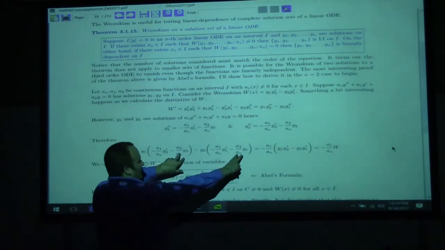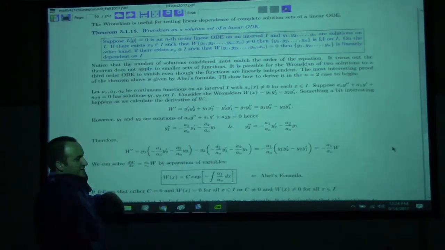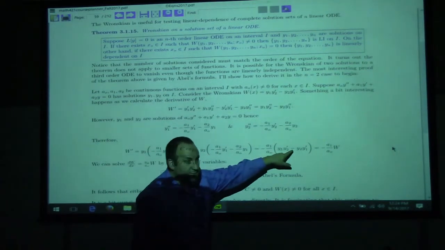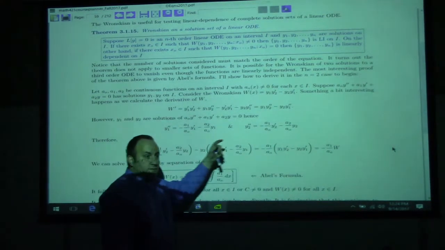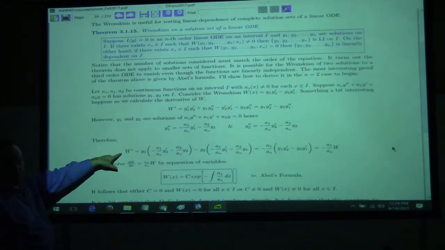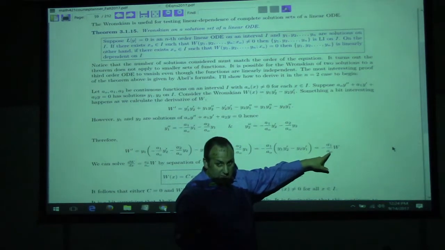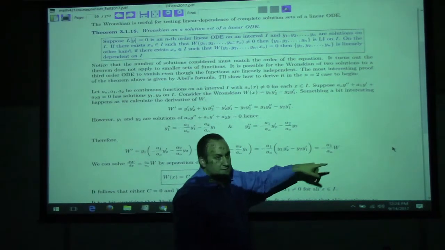So this piece and that piece. And it just leaves you with y1, y2 prime, y2, y1 prime, like this. But that's the Wronskian again. So what we've shown is that the derivative of the Wronskian is actually equal to minus a1 over a0, which could be functions, mind you, times W.